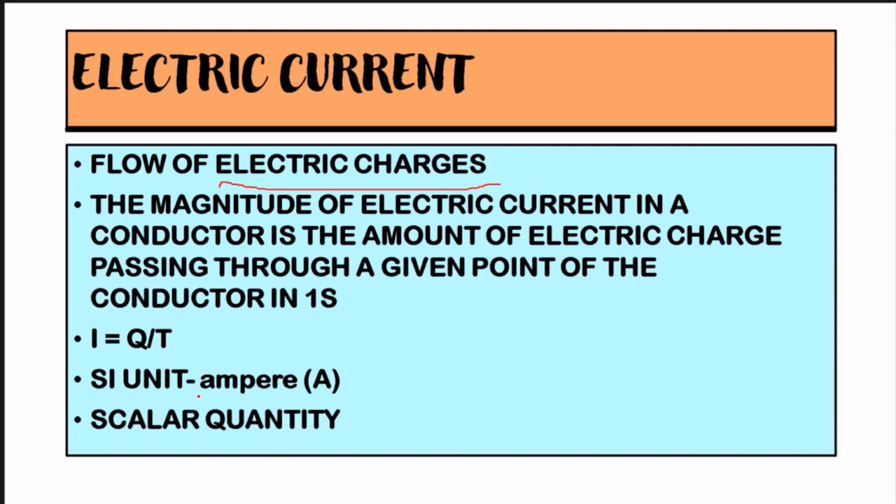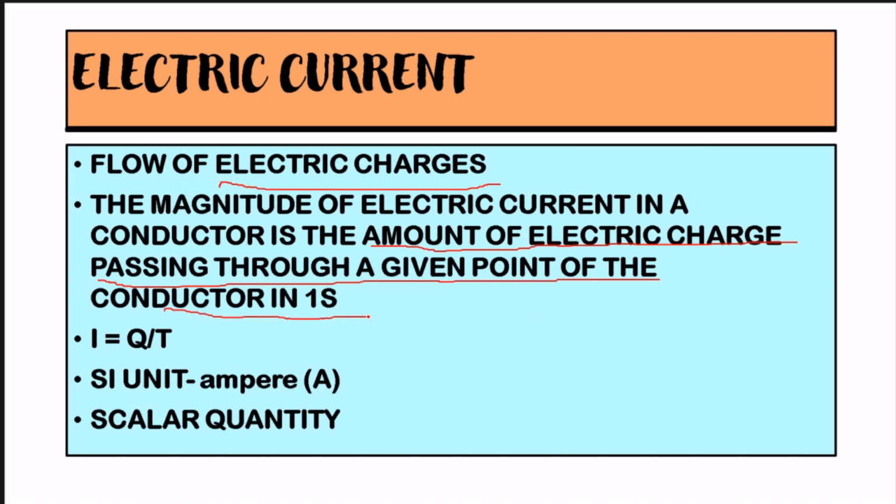I hope you have understood the concept of electric current. Electric current is the flow of electric charges in a conductor such as a metal wire. And therefore, the magnitude of electric current in a conductor is the amount of electric charge passing through a conductor, that means through a given point of the conductor in 1 second.